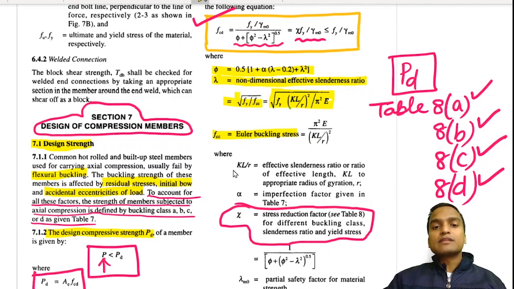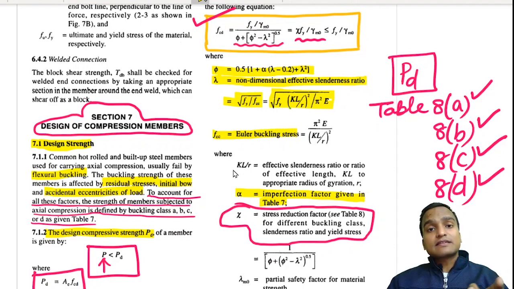So from here we can see that if we know the buckling class A, B, C and D, then for all those buckling classes we have to employ the value of imperfection factor alpha, and this alpha is given in table 7, okay, the imperfection factor alpha for different buckling classes. Now how will we decide which class of buckling a section is in? That will be decided from table number 10, okay, and table 10 decides which section will belong to which buckling class.